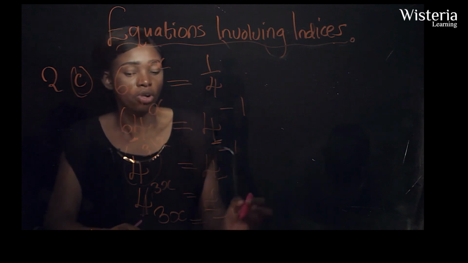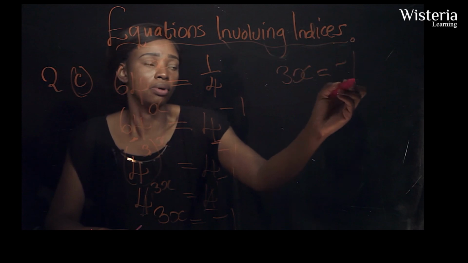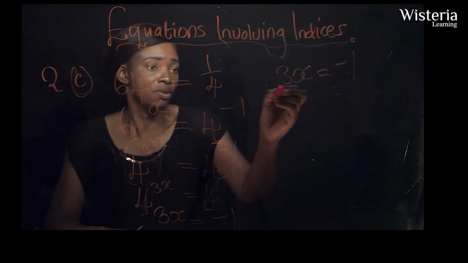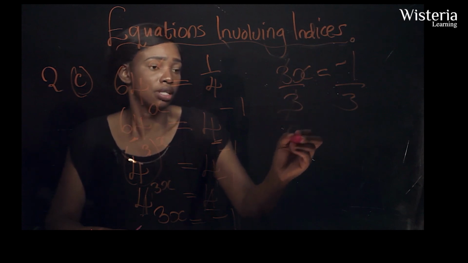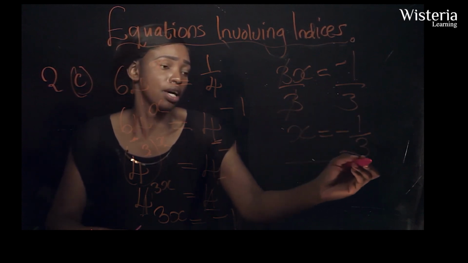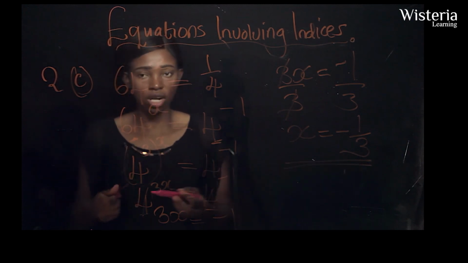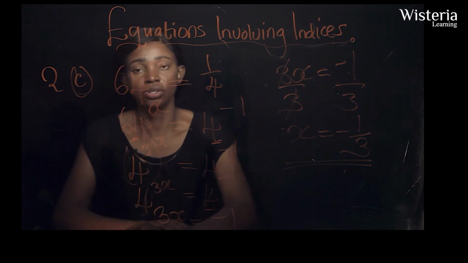Then we solve for x. So 3x to the power 1 will be equal to negative 1, we divide both sides by 3, which will give us x is equal to negative 1/3. Okay, so that is how we can work with fractional indices.